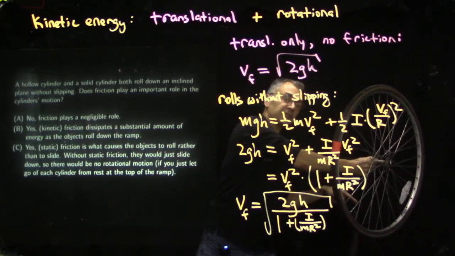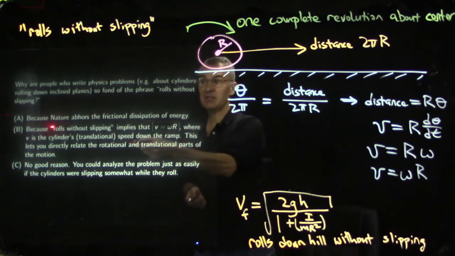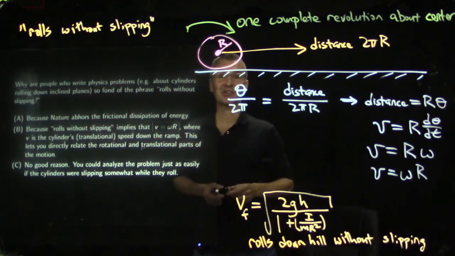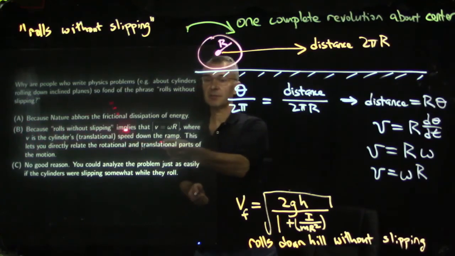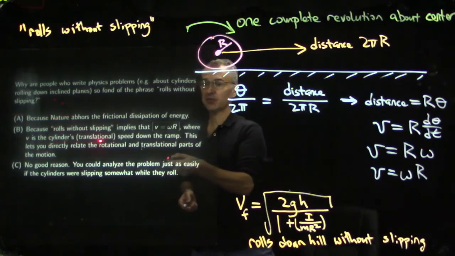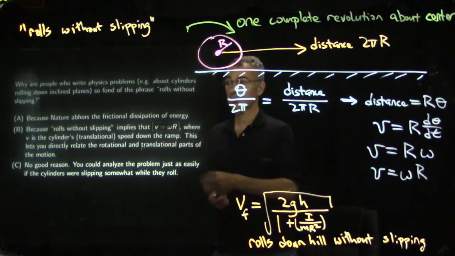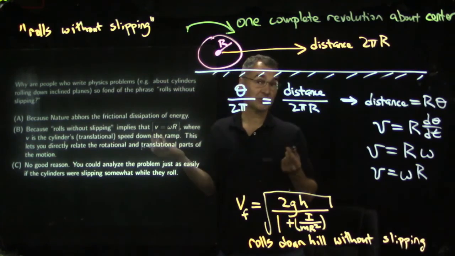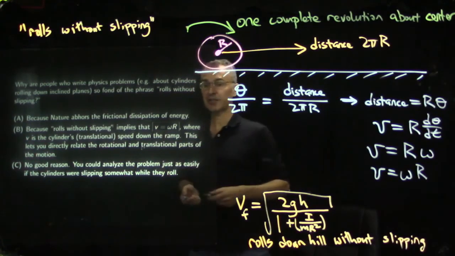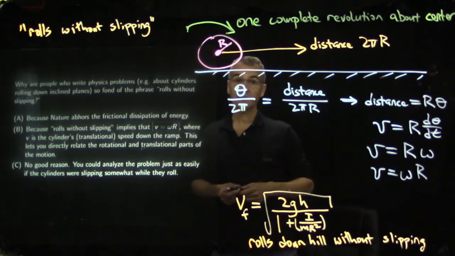Why are people who write physics problems, for example about cylinders rolling down inclined planes, so fond of the phrase rolls without slipping? Maybe nature abhors the frictional dissipation of energy. Maybe rolls without slipping implies that v equals omega r, where v is the cylinder's translational speed down the ramp. This lets you directly relate the rotational and translational parts of the motion. And when you can do that, you have a good physics problem. No good reason, you could analyze the problem just as easily if the cylinders were slipping somewhat while they roll. Actually, it does really make things much simpler.